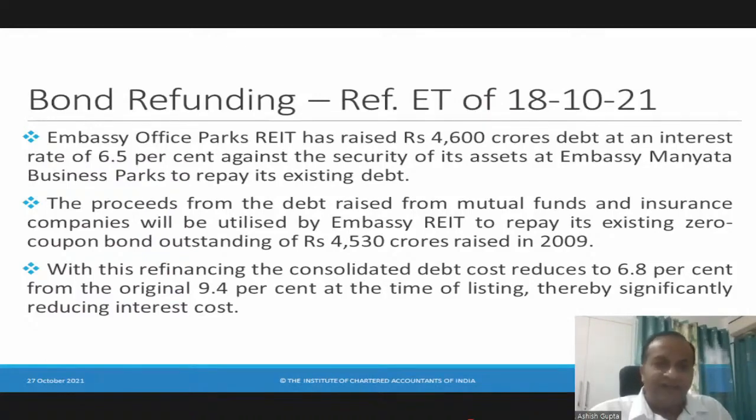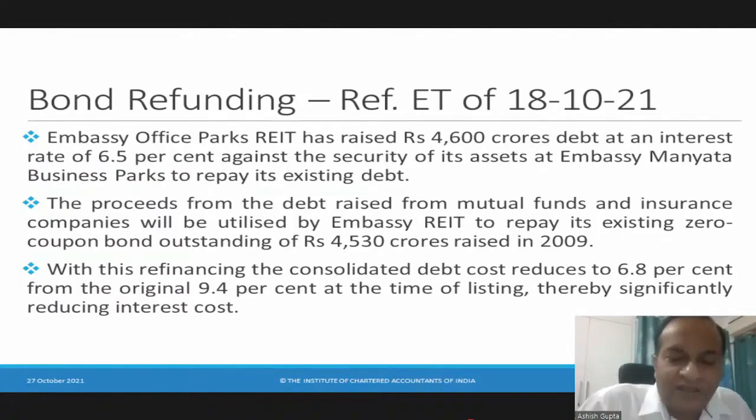Now it says Embassy Office REIT, basically a real estate investment trust. REIT means real estate investment trust. This is a kind of mutual fund that we will discuss in the topic of mutual funds, but for the time being, just understand. It has raised rupees 400 crore of debt, repaying its existing debt. What is it doing now? It is issuing at an interest rate of 6.5%.